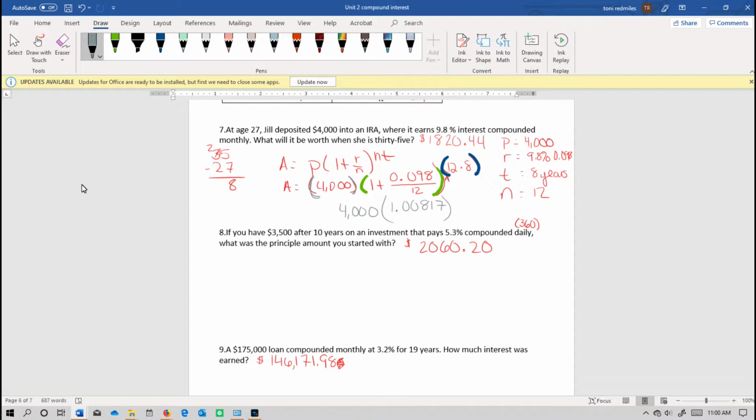I'm going to go ahead and figure out what 12 times 8 is. All right, next I've got to apply order of operations. Next is the parenthesis. I already did the parenthesis. Next is the exponent, so I'm going to figure out what that is.